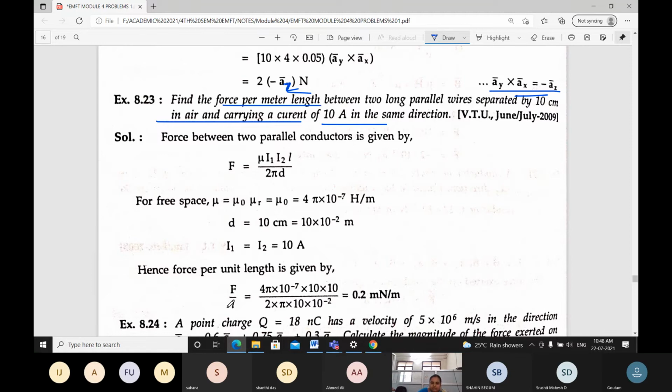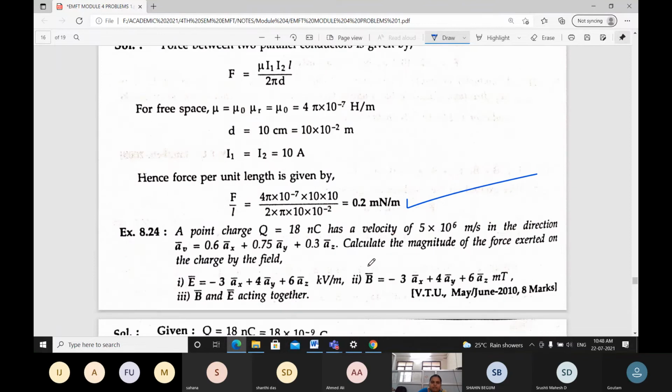Therefore F divided by L you have to take. Then the remaining part, mu into I1 I2 divided by 2 pi D, you will be getting. So substitute all the values here, and you will be getting 0.2 milli Newton per meter. Just remember the equations, then go on substituting.